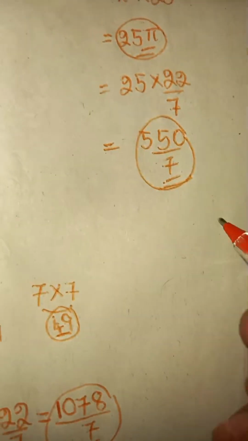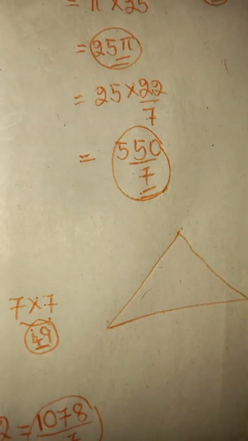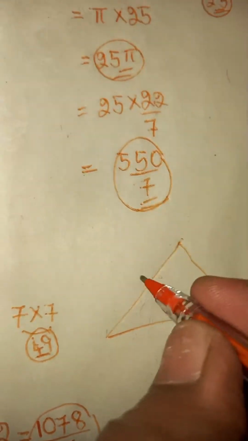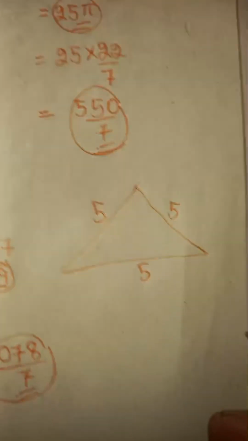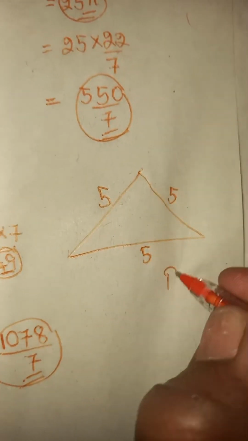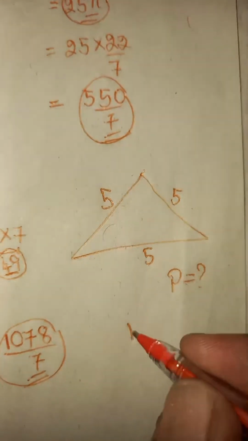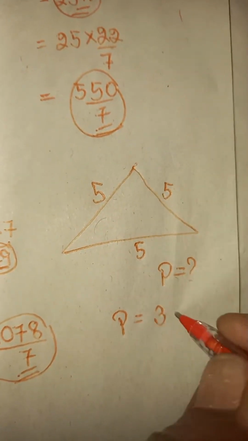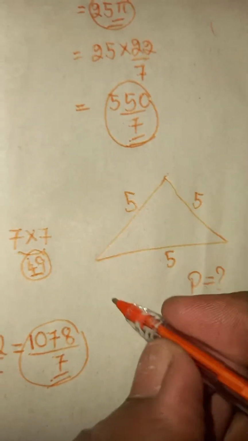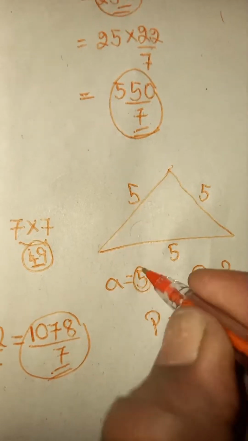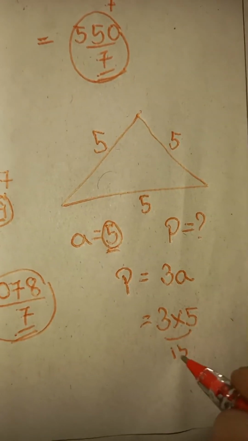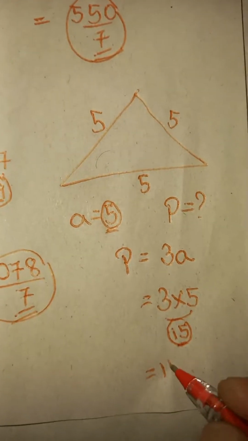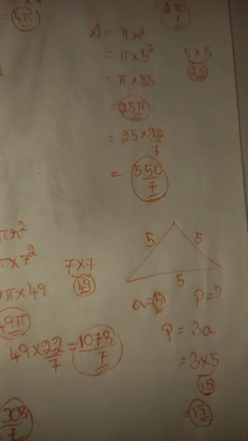Before that, let's take this triangle. In this triangle, they have given all sides as 5 units, which means it is an equilateral triangle. In this equilateral triangle, what's the perimeter? Perimeter of an equilateral triangle is 3 times the side length. Here the side length is 5 units. So it is going to become 3 times 5, which is 15 units. 15 units is the perimeter of this triangle.